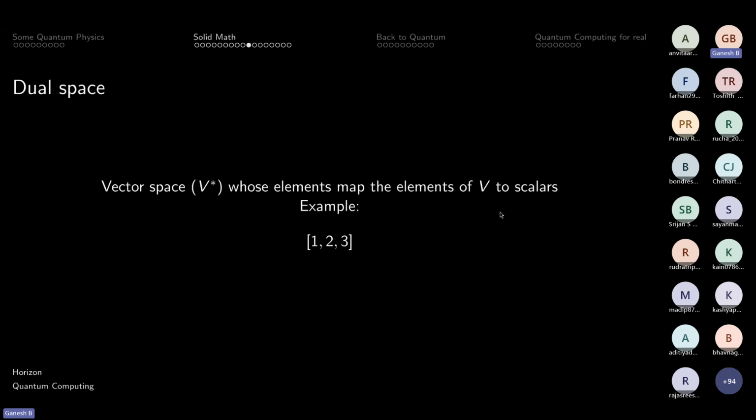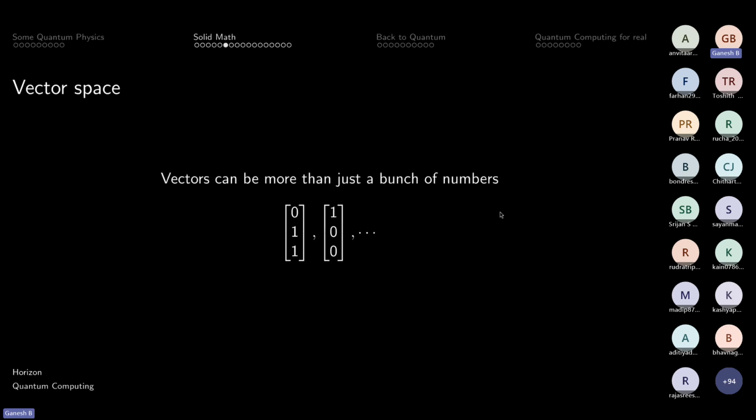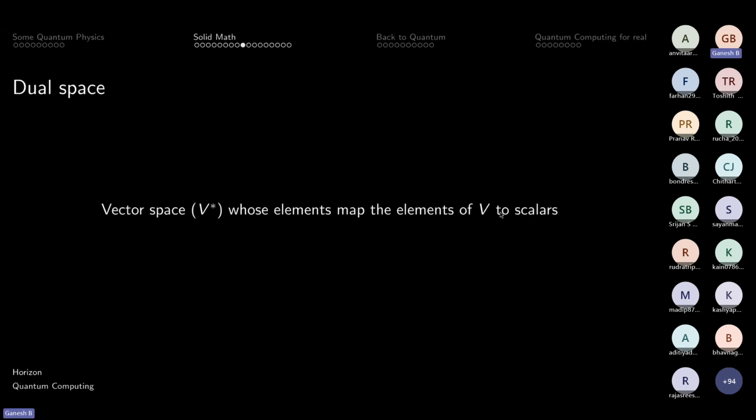So when you multiply these two row and column vectors, you get a number. I think this is what we call the dot product. We have the row vector 1, 2, 3, and some column vector 0, 1, 1. You can just take the dot product, and that will give you a real number, or a scalar. So the row vector space would be the dual space for your column vector space. I hope that makes sense.